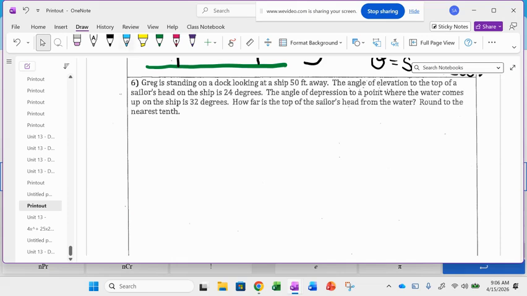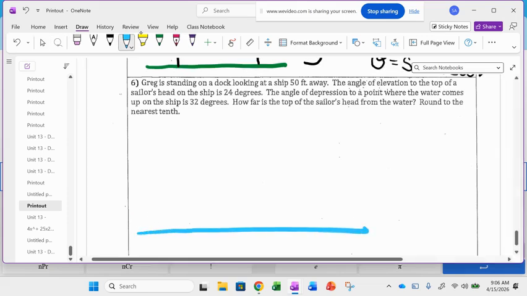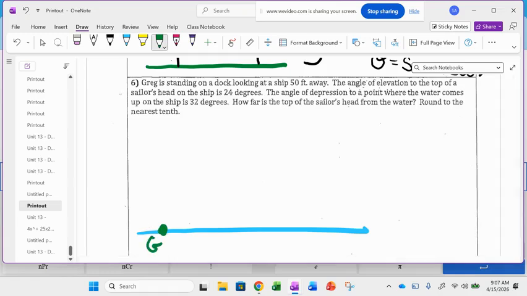Don't draw this because I don't want it to be wrong. Let's say we're making Greg a dot on the ground. Here's Greg, and he's looking at a ship 50 feet away. Here's the ship, and here's the 50 feet. But then it says the angle of elevation to the top of the sailor's head, so who is the angle of elevation coming from? Who's looking at the sailor? Greg. It's going to the sailor, so it must be coming from Greg.